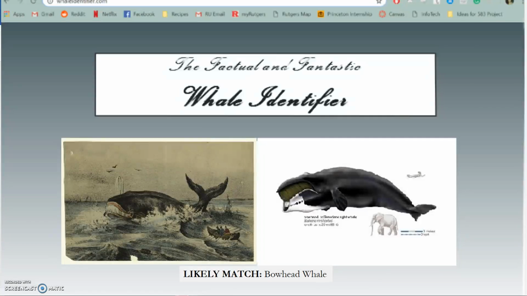So back to our page here, this is what the match page would look like. It would say likely a match, bowhead whale. And then we would have other information provided by marine biologists about the bowhead whale species. So habitat, range, things like that would be available to our user.